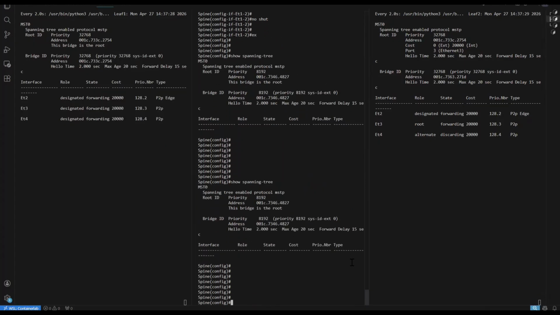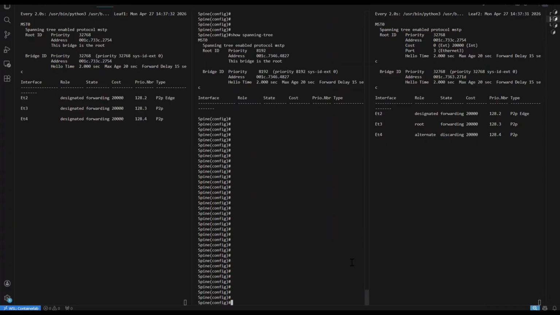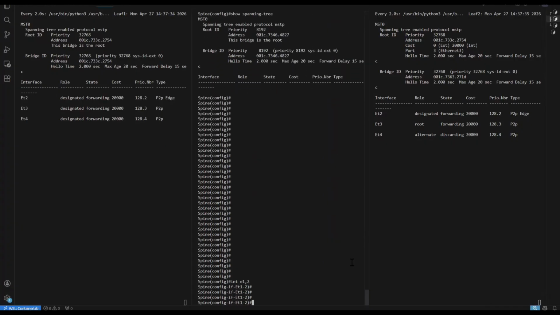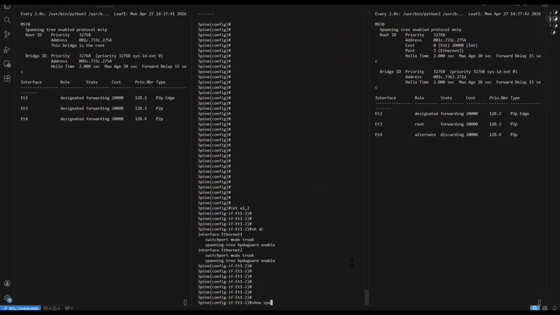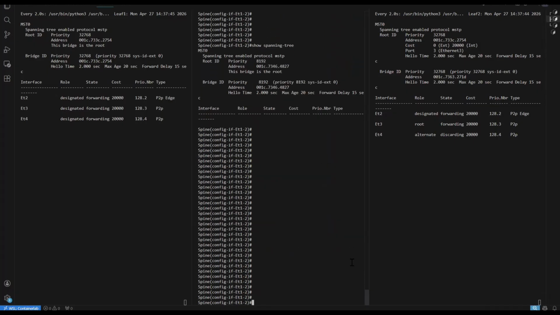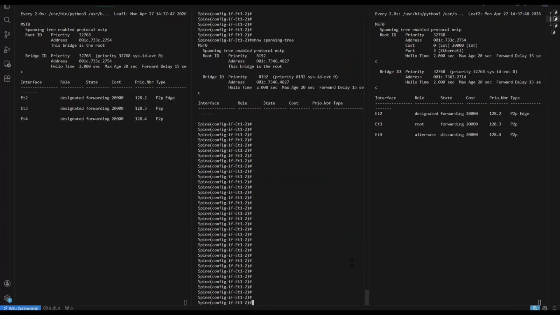Now, if you see here, interface Ethernet 1 and 2, show active. So now show spanning tree. If you see here, I enabled BPDU guard on Ethernet 1 and 2. Right now, what is happening is leaf 1 is claiming to be the root bridge, and the spine is claiming to be the root bridge. Spine is claiming that I am the root bridge, and nobody else is acknowledging the spine as the root bridge.